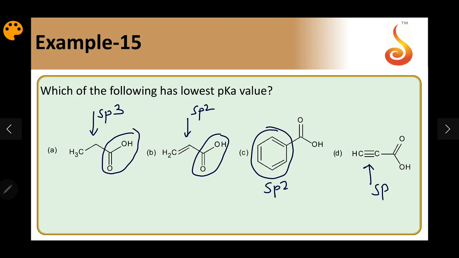It's because an electron withdrawing group, minus I effect and minus R effect, will increase the acidic strength of carboxylic acid. So option D will be the one with the highest acidic strength, or I can say lowest pKa value. Lowest pKa value means low pKa, higher acidic strength.